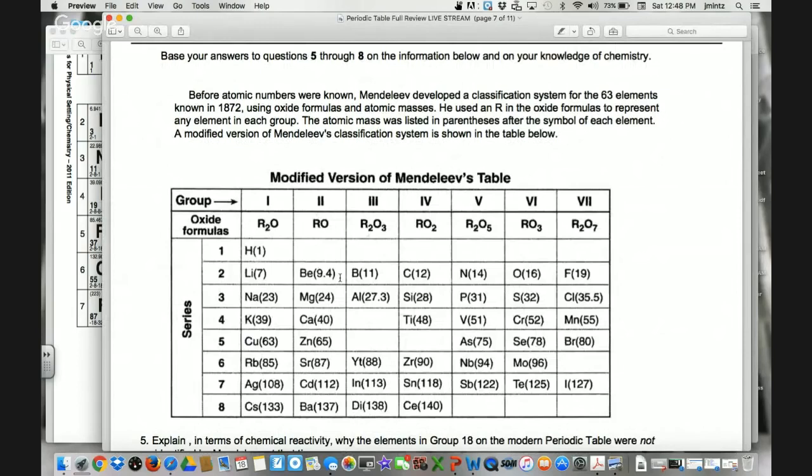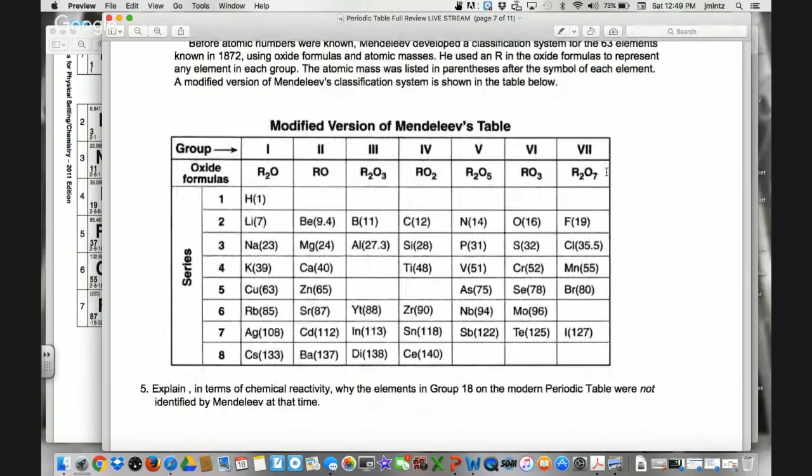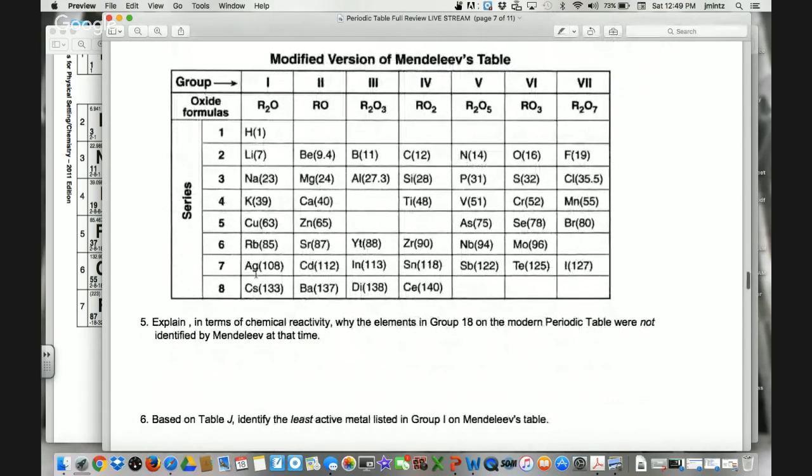So before atomic numbers were known, Mendeleev developed a classification system for 63 elements known in 1872 using oxide formulas and atomic masses. He used an R in the oxide formulas to represent any element in each group. The atomic mass was listed in parentheses after the symbol of each element. A modified version of Mendeleev's classification system is shown in the table below. This gave a lot of students trouble the year this question was given. So they give you Mendeleev's table, and they're just showing you some oxide formulas.